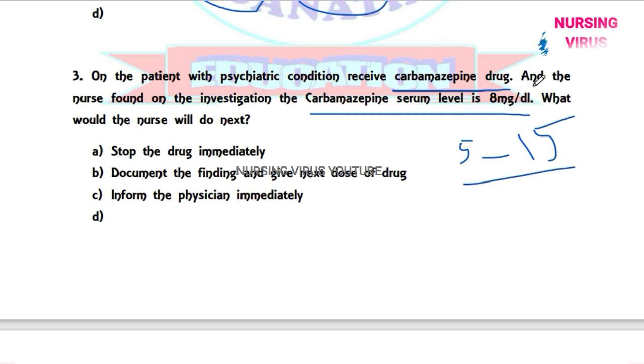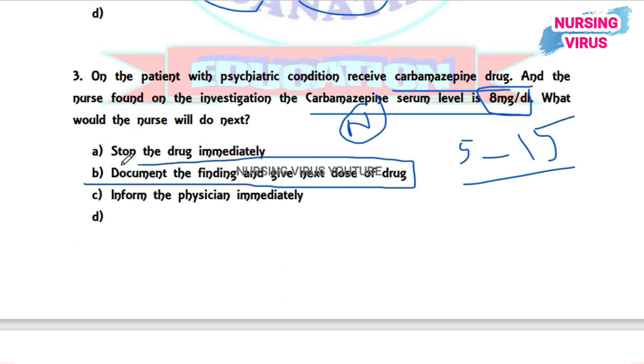According to that lab investigation, 8 mg per deciliter is considered normal. So the correct one is that we can just document the finding and give the next dose of the drug. That will be the suitable answer for this question.